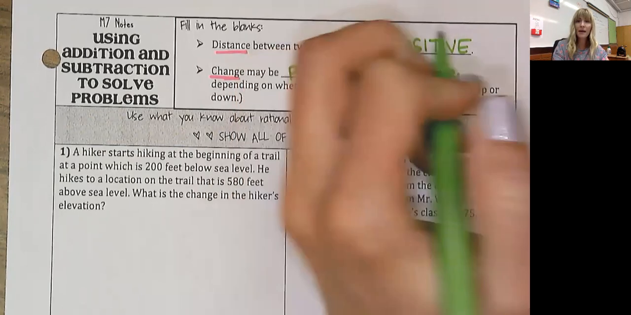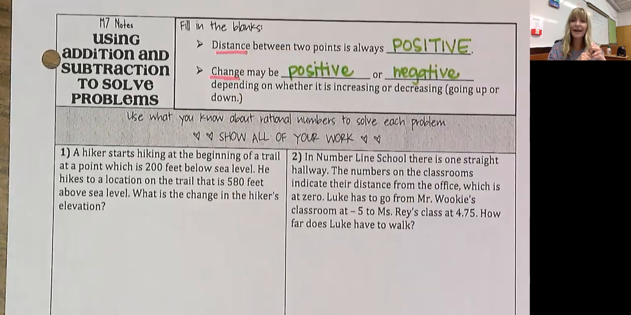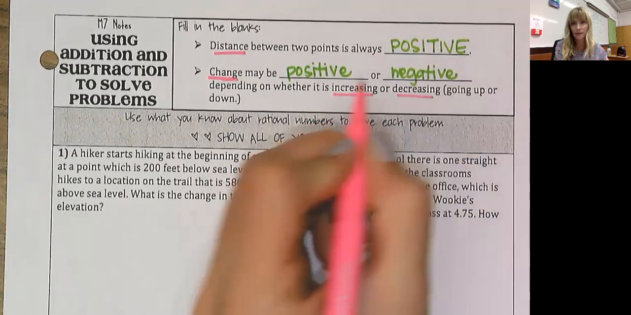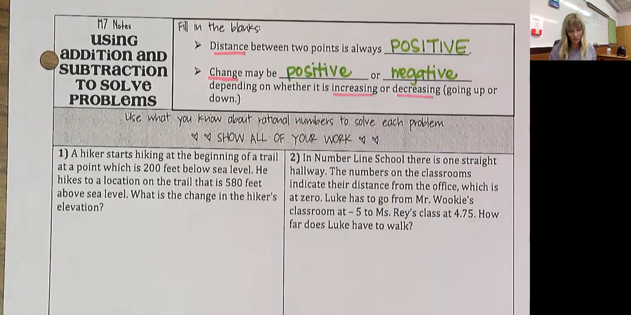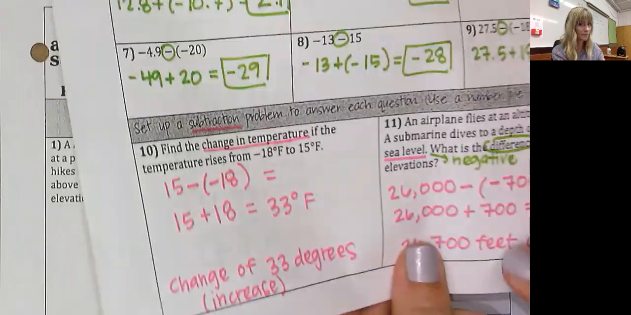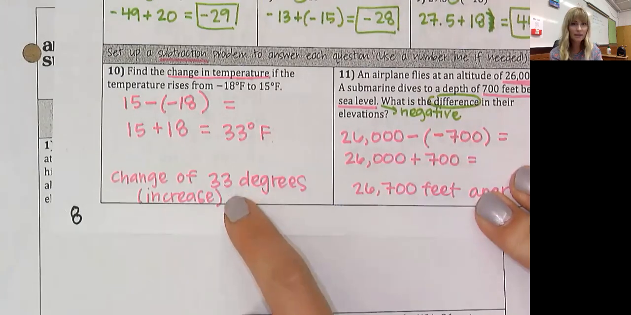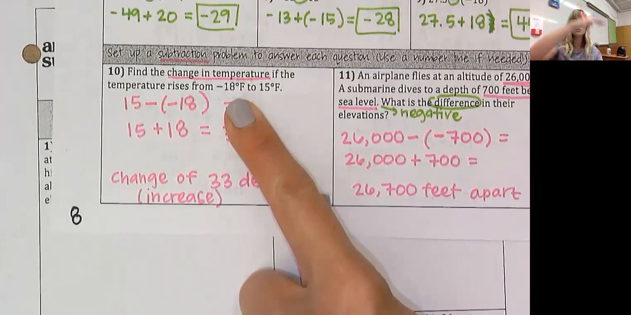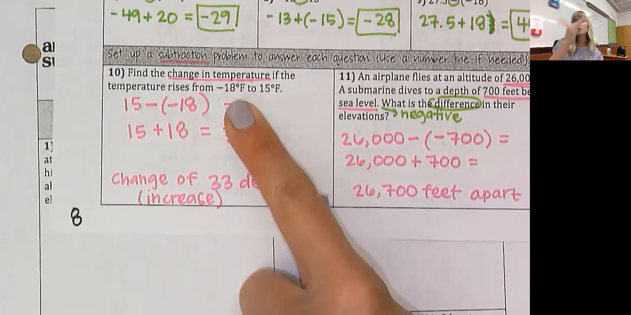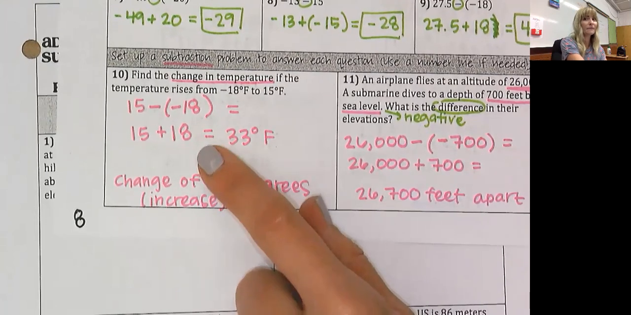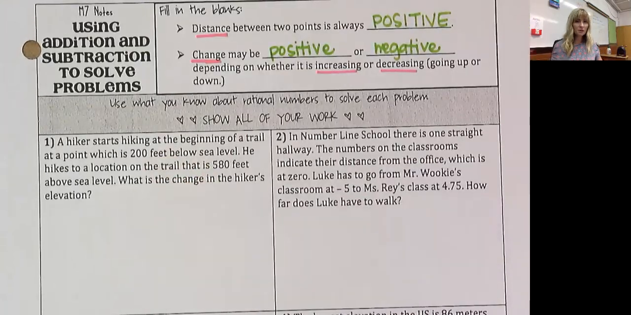And it really depends on whether something is changing with an increase or a decrease. So remember, like on question number 10 here, our answer was definitely positive because that was an increased change. The temperature went from really low to really high. If it were changing the other way, the way we would show that mathematically is we would make it a negative.